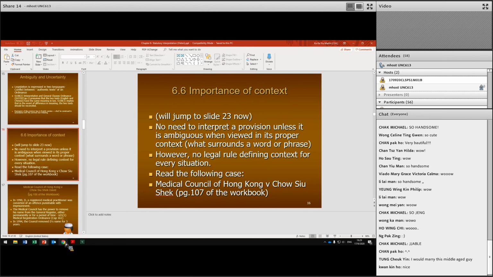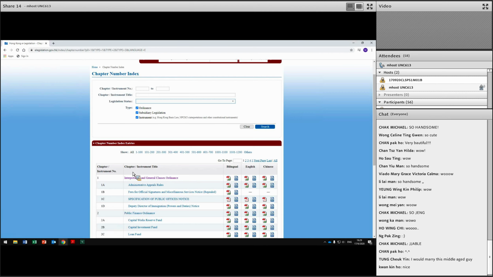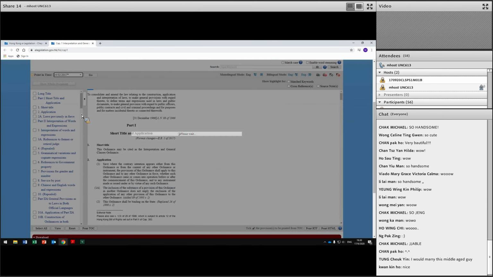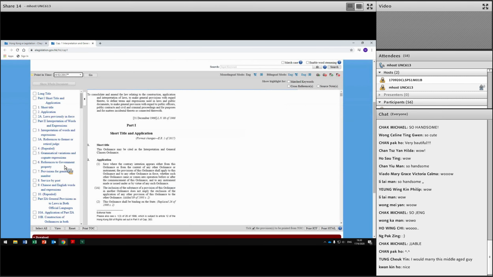And so I can show you the section, the ordinance. Okay. So please now we go to chapter 1. Chapter 1 is called Interpretation and General Clauses Ordinance. 釋義及通則條例. Okay. In Chinese, it's called 釋義. Okay. And also 通則條例. So the purpose of this ordinance is to define so many things. You can find a lot of definitions and also a lot of general clauses.